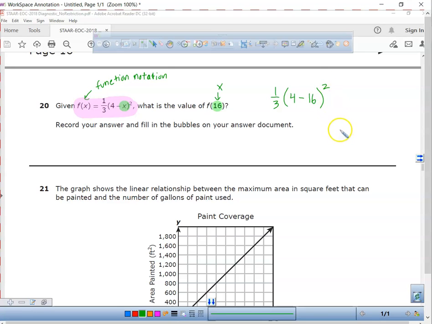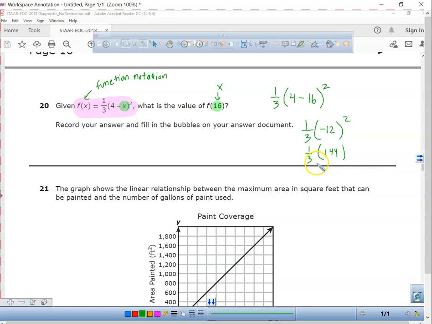All right. So if you have a calculator, you can do that. I'm just going to go ahead and not do it with the calculator, but you guys can do it in the calculator and check my work. 4 minus 16 is -12. -12 squared is 144, because a negative times a negative is a positive. If you don't use parentheses, you will get this problem wrong.